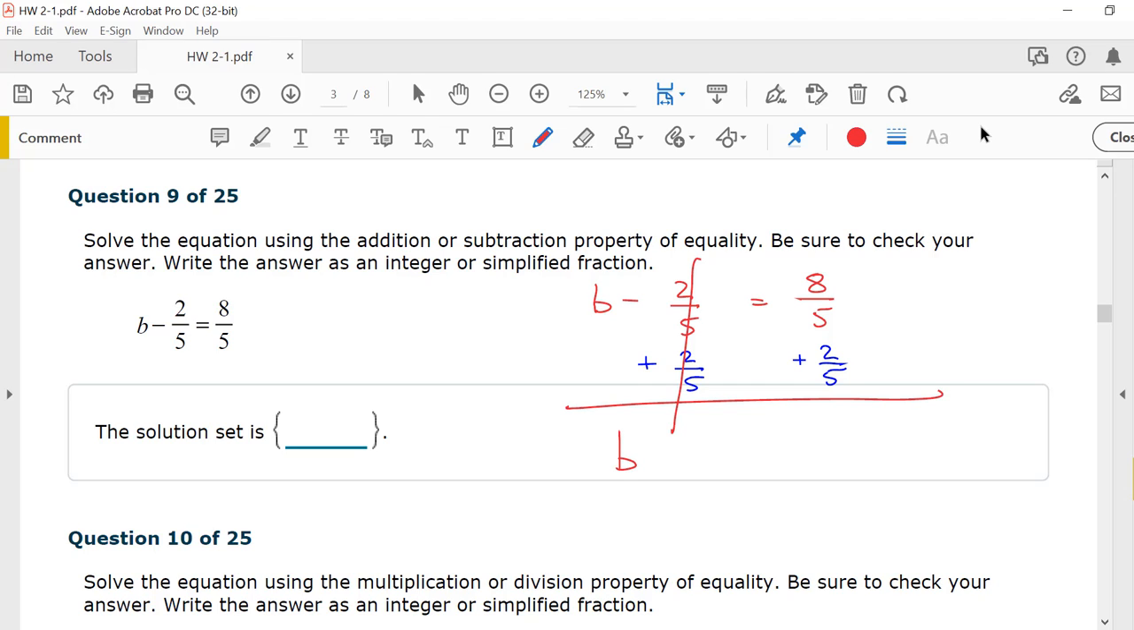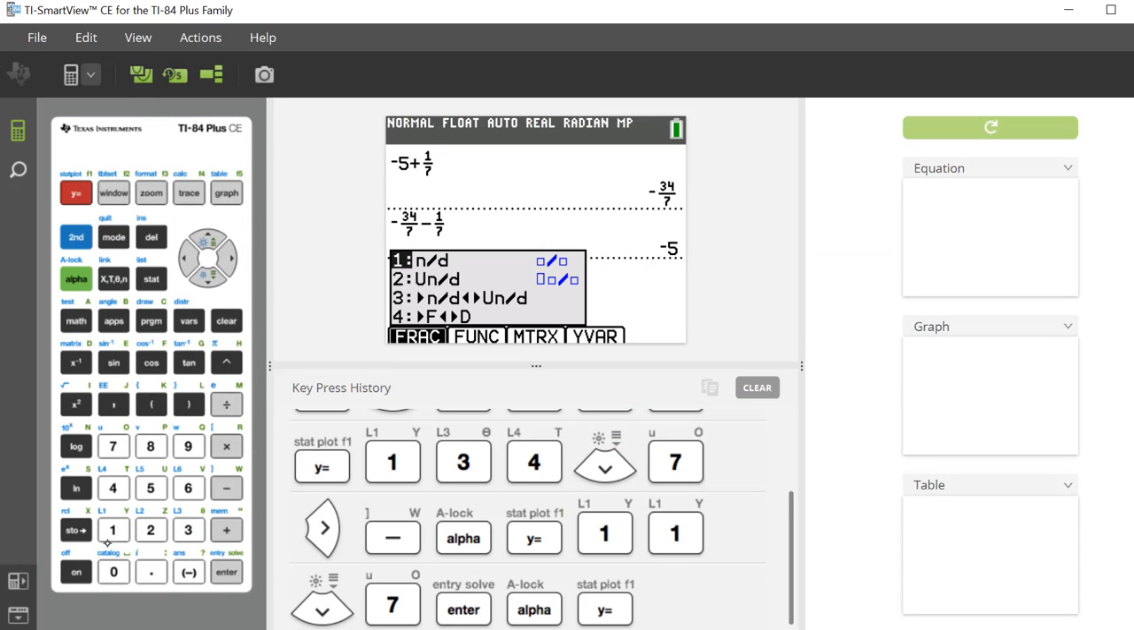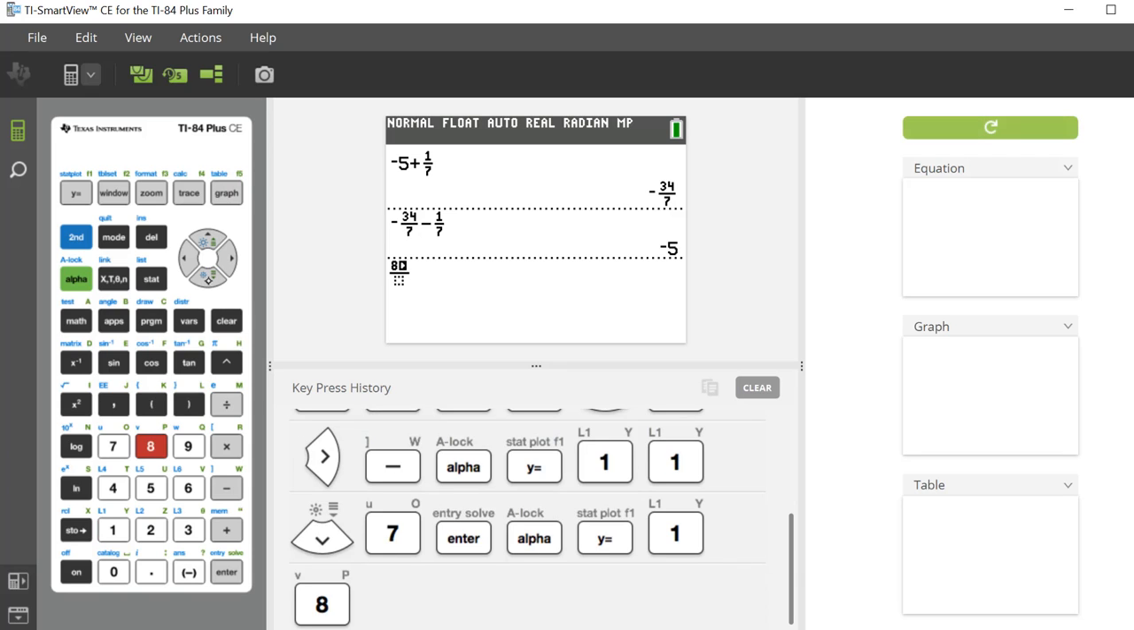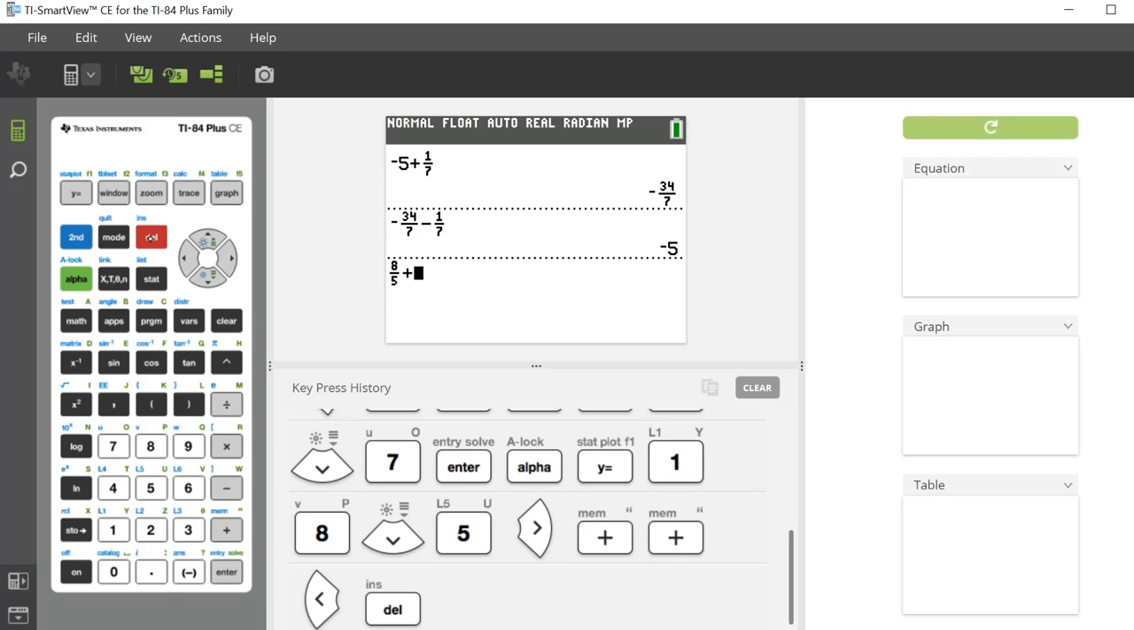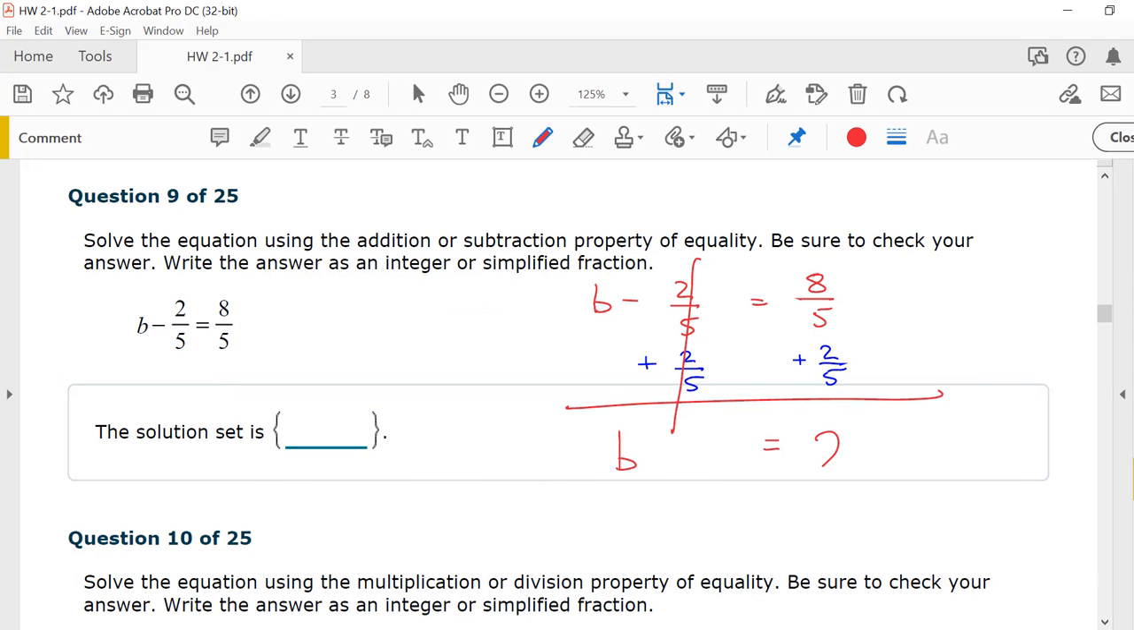So I get b equals, on my calculator, I need to add 8/5 plus 2/5. Alpha y equals 1, 8/5 plus 2/5 is 10/5, which is 2. So the solution set is 2.